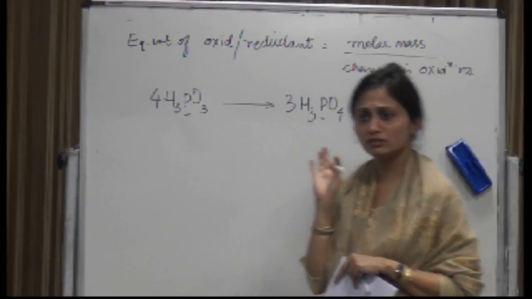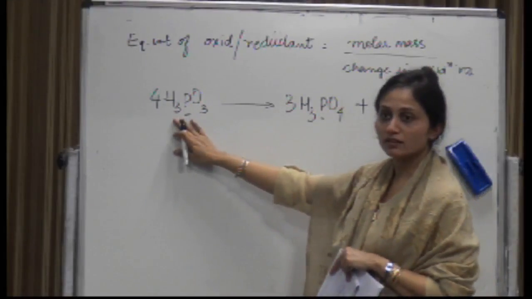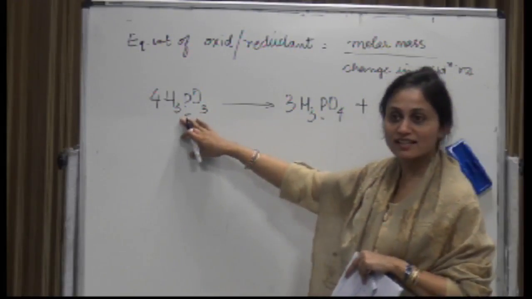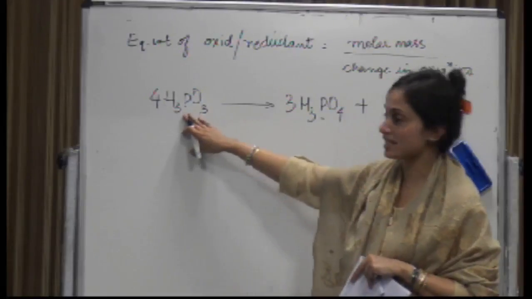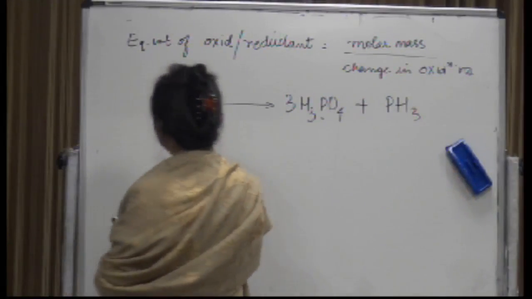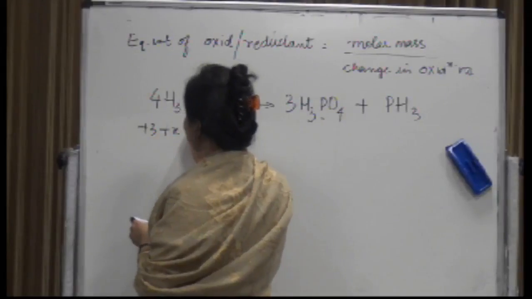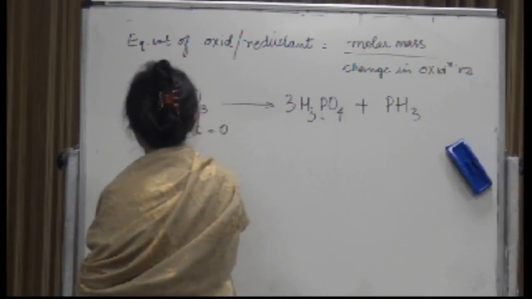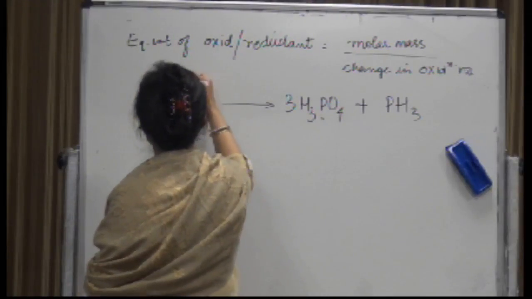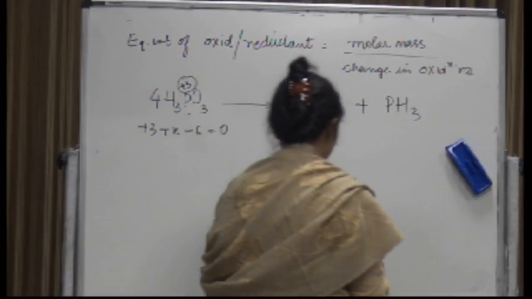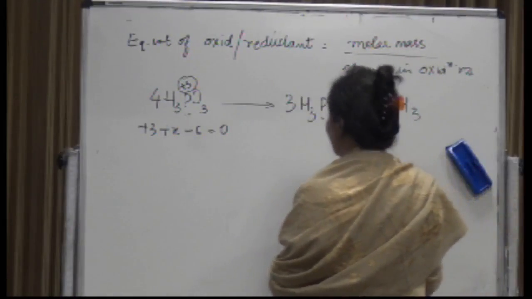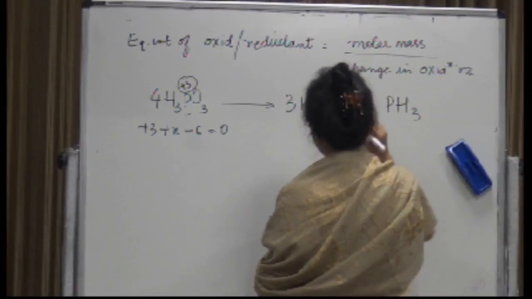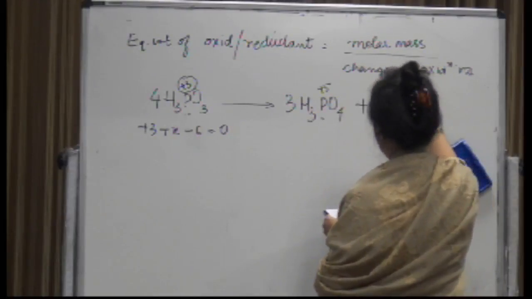I'll just explain how to solve it. In H3PO3, what is the oxidation number of phosphorus? Here the oxidation state equation is plus 3 plus x minus 6 is equal to 0, so x will be plus 3. And then let's talk about the other compound. Here it will be plus 5 and this will be minus 3.